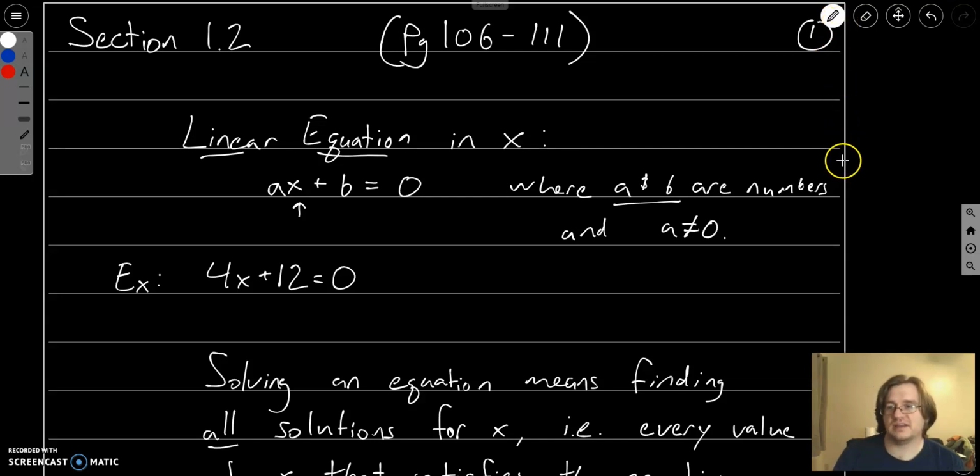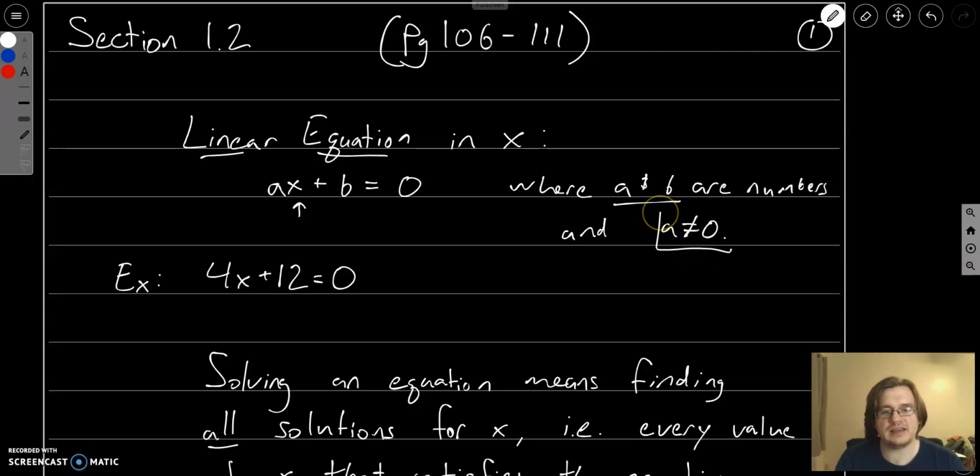Hello and welcome back. This video will cover section 1.2, which is on solving equations, and we'll start with linear equations. So a linear equation in x is an equation that's of the form ax plus b is equal to 0. A and b are allowed to be any numbers, so we see that we have one term that has just one x in it, and a term without any x's will just be equal to 0.